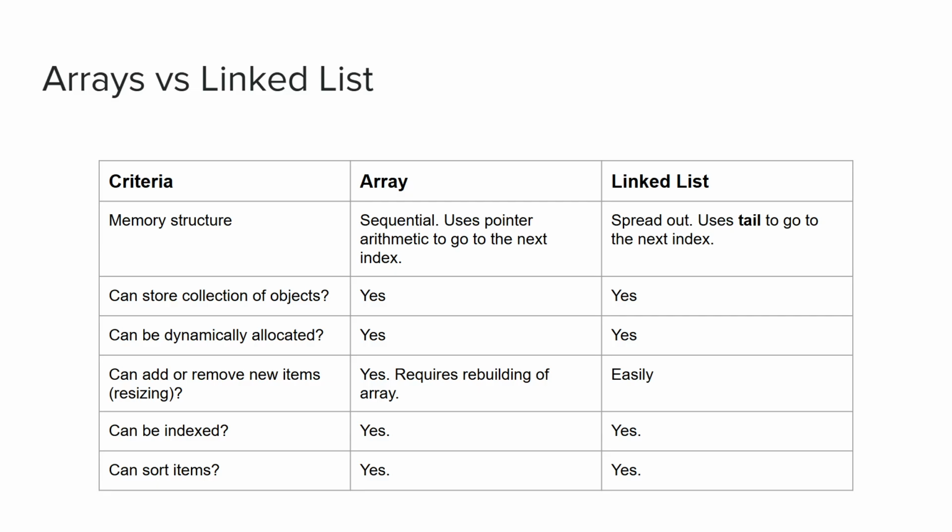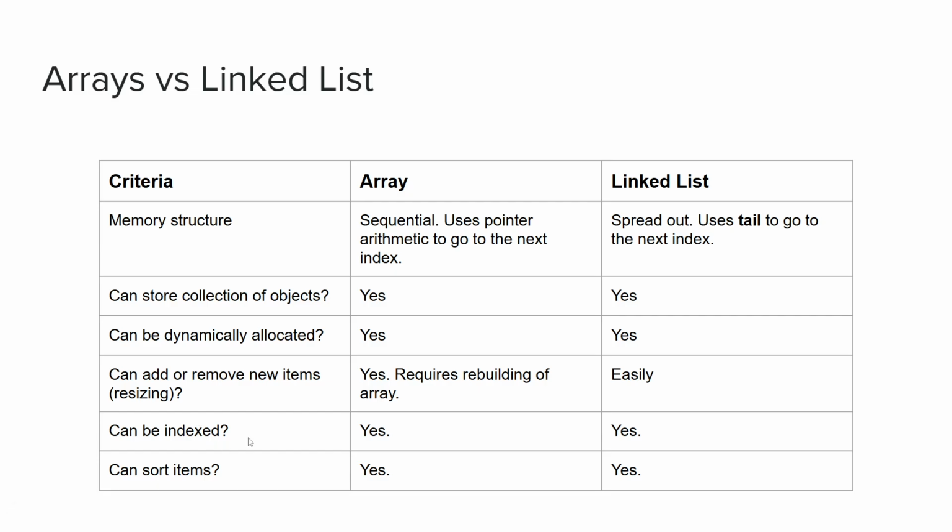But in a linked list, you can simply remove things by, let's say, you remove element 2. If you remove element 2, you can simply point the tail or the next of element 1 towards element 3. That's easy. That's how easy it is. You don't have to rebuild whatever. You literally just point the previous node to the next node.